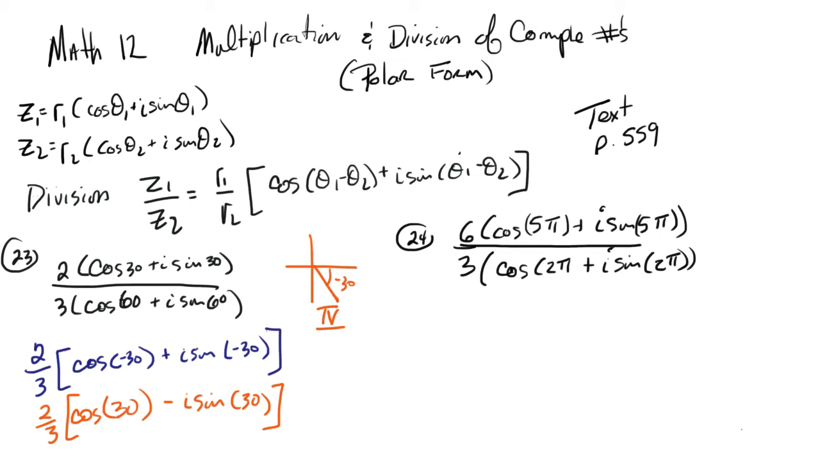All right, so let's try this. I want you to try it out and see what you get. So 6 divided by 3 is 2. Here's my setup. Cosine 5 subtract 2 is 3 pi's, plus I sine 3 pi.